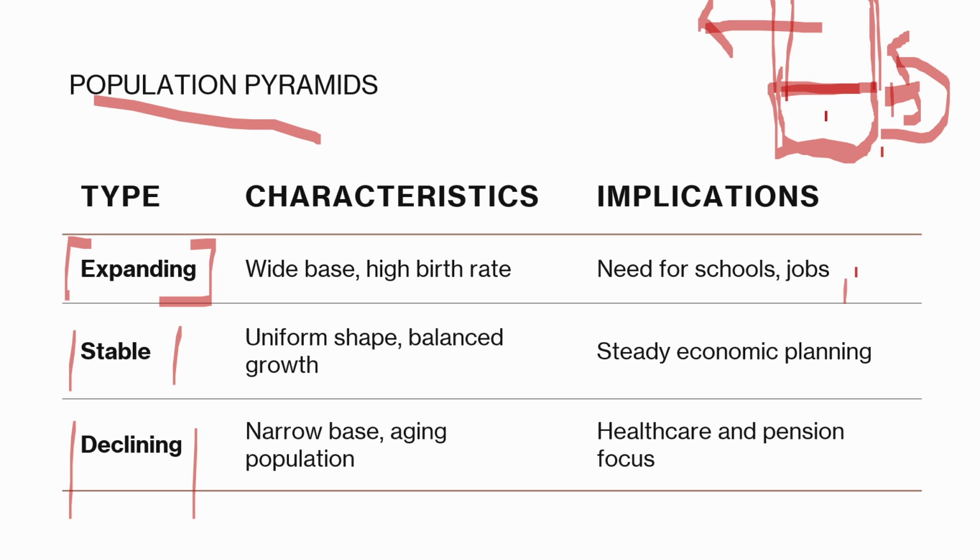And here, for declining, we may also need healthcare and pension focus. Pension focus should be there because why? Old people are more. And hence with this we are going to cover up our chapter. I hope everything is very clear. For the population pyramid, I just want you to observe the charts that are shown in the NCERT, and they are very good, and the wordings of the NCERT are so easy. It will help you in understanding the concept easier. Thank you so much.